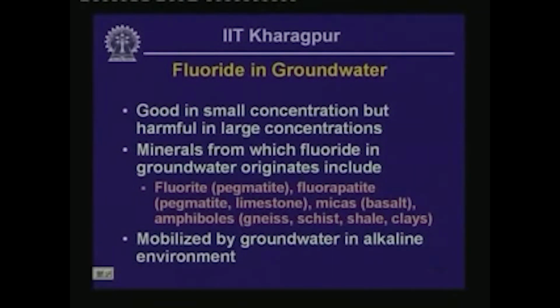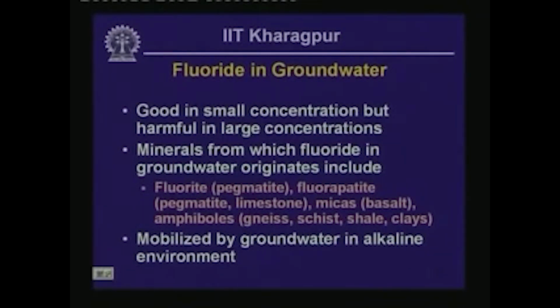mineralogical characteristics of the sediments, presence of fluoride such as in pegmatite rock, fluorapatite in pegmatite and limestone, metamorphosed limestone, or micas such as those in basalt rock, amphiboles such as those found in gneiss, schist, shale and in some clays. Now the fluoride is mobilized in groundwater in an alkaline environment.